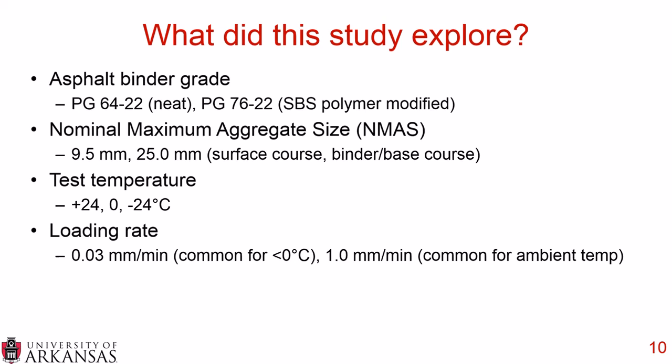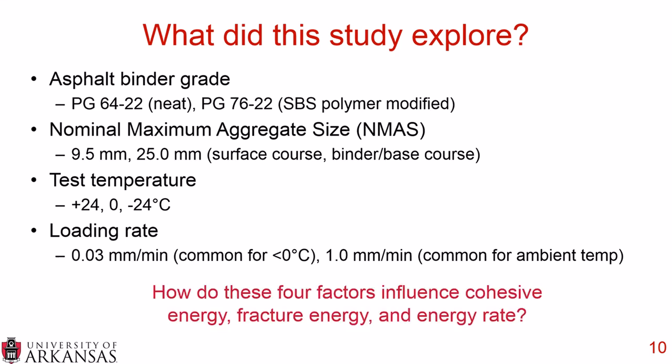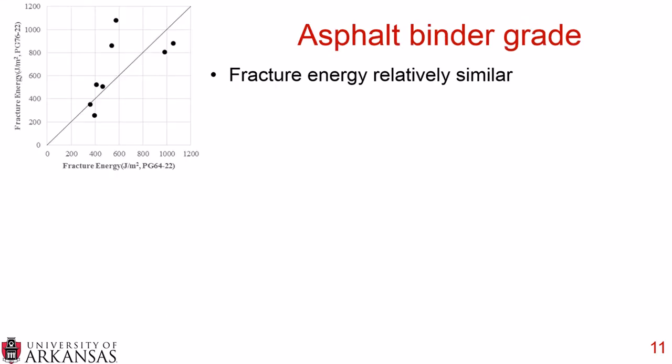So the low temperature SCB, semicircular bend fracture test, is run at 0.03 millimeters per minute around minus 24 degrees Celsius. It's dependent on the low temperature binder grade, whereas the iFit test and the LTRC fracture test is run with 1 millimeter per minute at positive 24 degrees Celsius. So what Dr. Yang looked at was how do these four factors influence the cohesive energy, the fracture energy, and the energy rate? Well, let's step through each one individually.